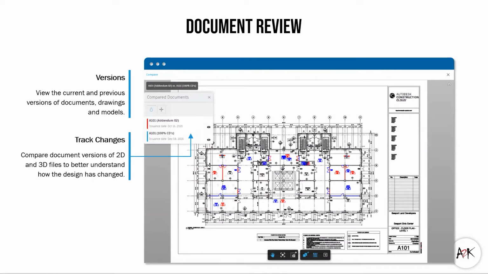And speaking of document versions, understanding how project designs change over time is critical to the review process. Both 2D PDFs and 3D models are tracked via version comparisons, meaning that project users remain informed at all stages of the design.